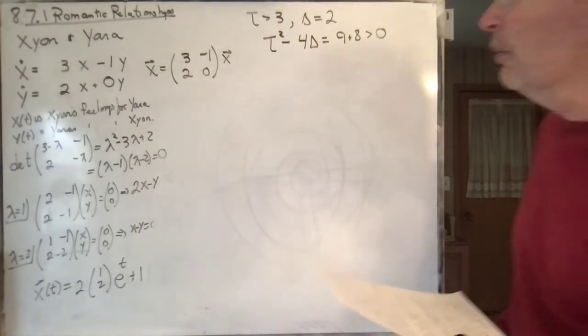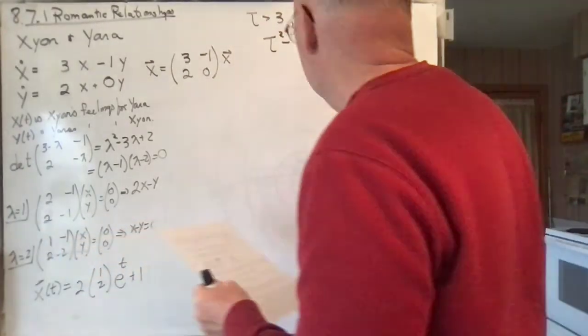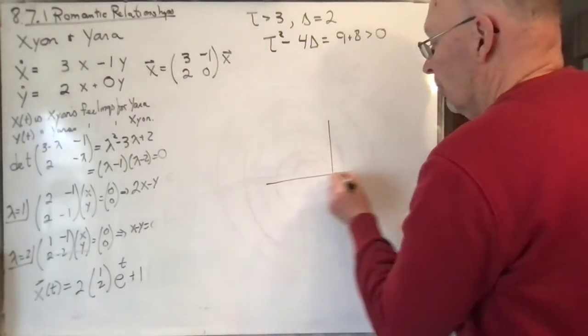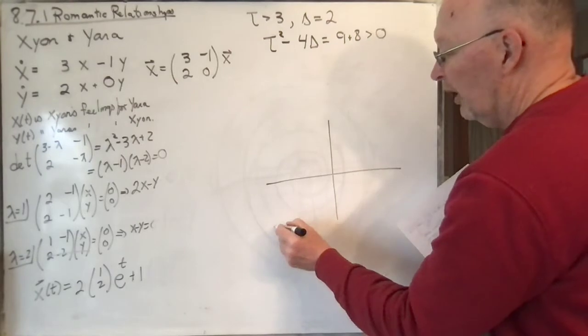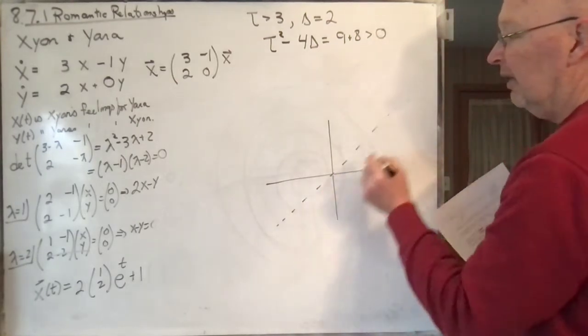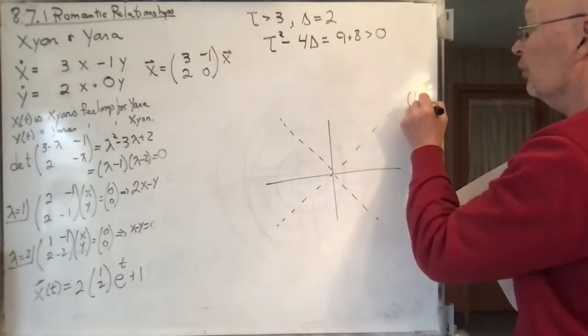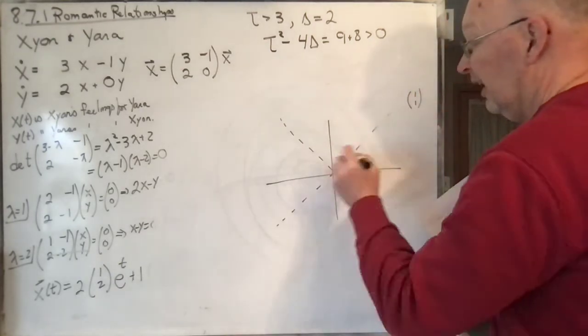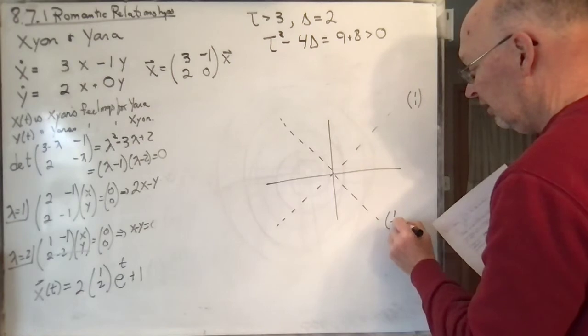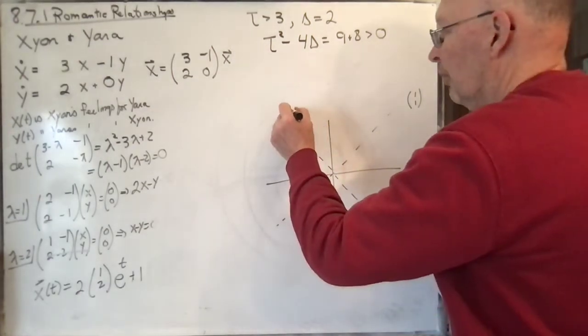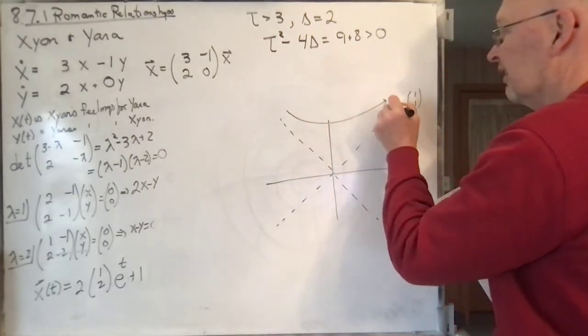What I decided was I wanted to come up with a situation where you have eigenvectors that look like this. Here's the eigenvector 1, 1, and here's the eigenvector 1, negative 1. And so I wanted a saddle point. I wanted a saddle point that looked like this.